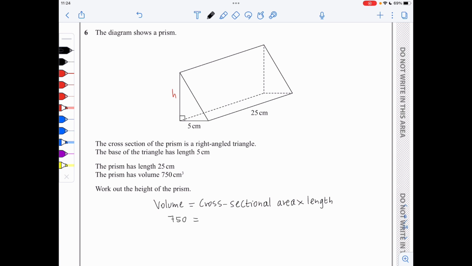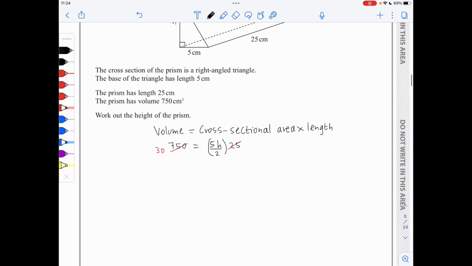The cross-sectional area is simply the area of the triangle here. So it's base times height over 2, and the length is 25. So we're trying to find h. First of all, the 750 with the 25 simplifies, leaving a 30 on the left-hand side. So we've got that 30 is 5h over 2. I see another simplification. It's the 30 with the 5, leaving a 6 here. And if I cross multiply, I get that h is 12.